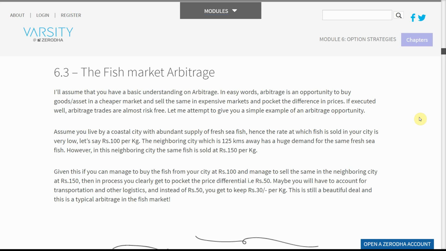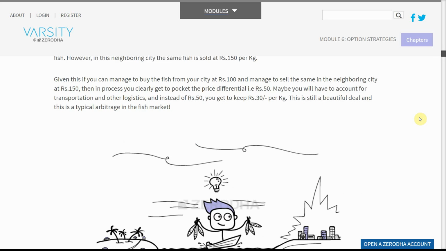Given this, if you can manage to buy the fish from your city at 100 rupees and manage to sell the same in the neighboring city at 150 rupees, then in the process you clearly get to pocket the price differential, i.e. 50 rupees. Maybe you will have to account for transportation and other logistics. And instead of 50 rupees, you get to keep 30 rupees per kilogram. This is still a beautiful deal, and this is a typical arbitrage in the fish market.